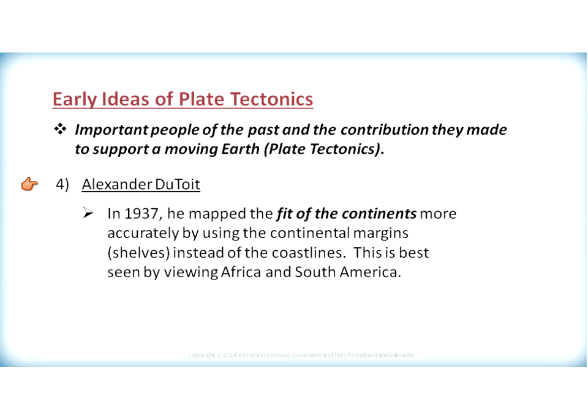A fourth scientist that contributed to the ideas behind plate tectonics was a scientist named Alexander du Toit. In 1937, he mapped the fit of the continents. But not only did he map the continental coastlines that fit together, he went one step further and suggested that the continents will fit together more accurately by using the continental margins, and namely the continental shelves, instead of the continental coastlines. This is best seen by viewing Africa and South America.